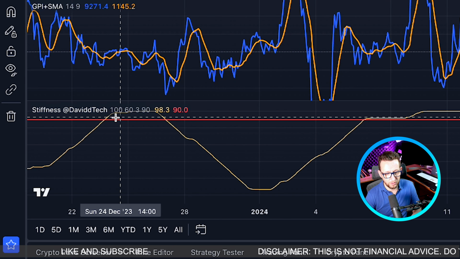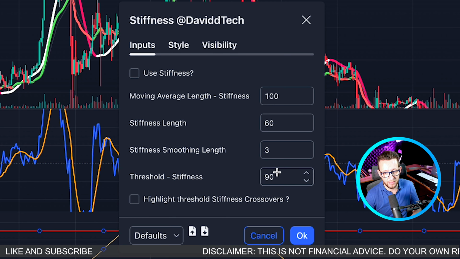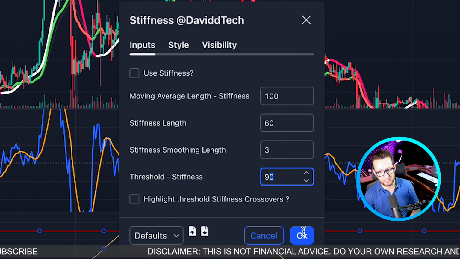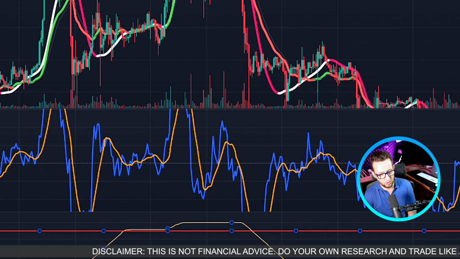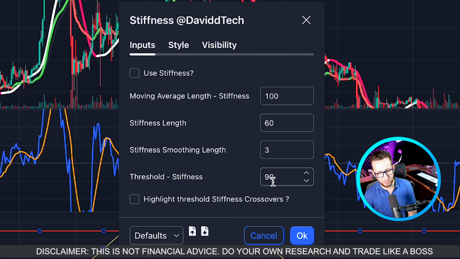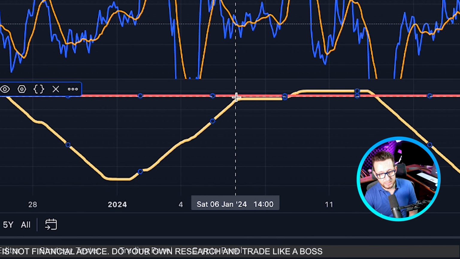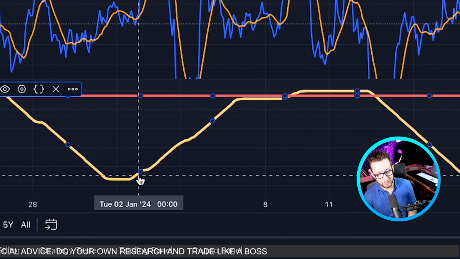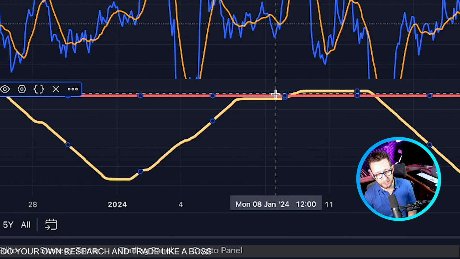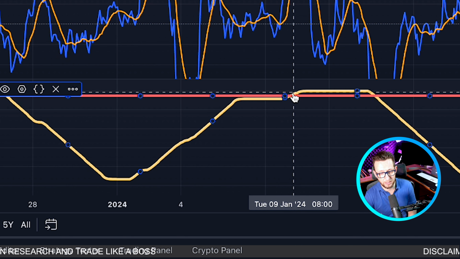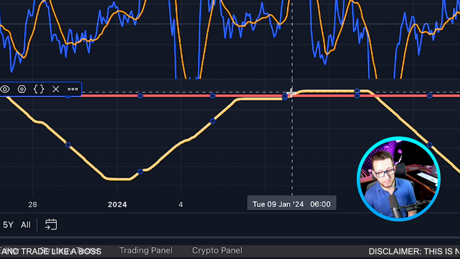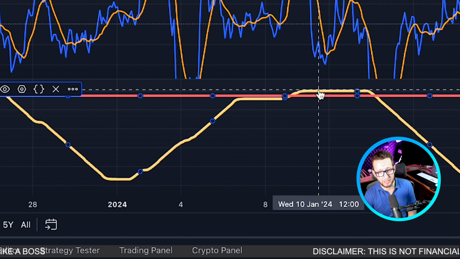We're looking for the stiffness to be above the 95 line. So what we have to do here is press on that cog over here and set our threshold to 95. So our threshold is this red line here. The stiffness line is the yellow line. We want the stiffness line, so the yellow line, to be above the red line, whether it's shorts or longs that we're going to be taking.